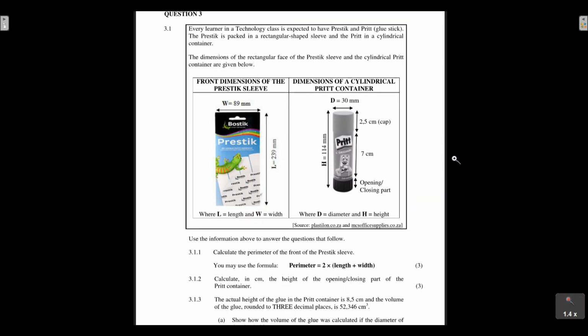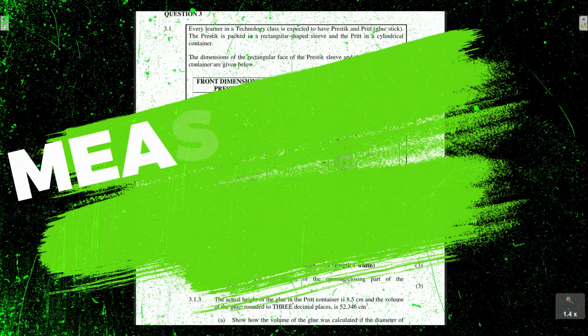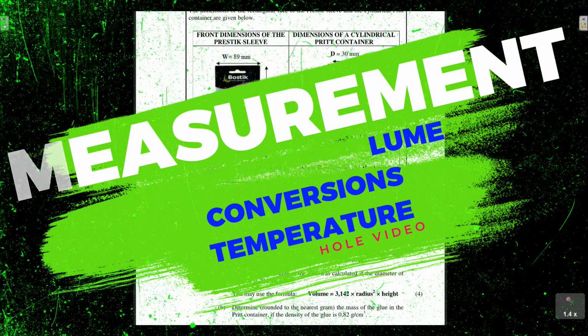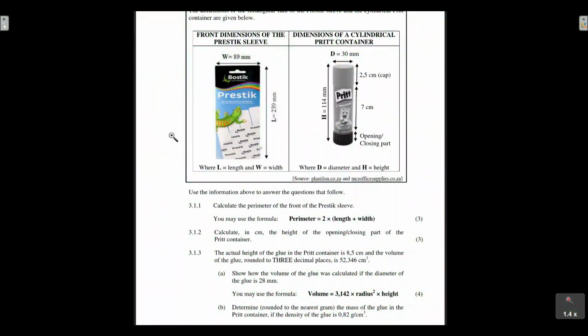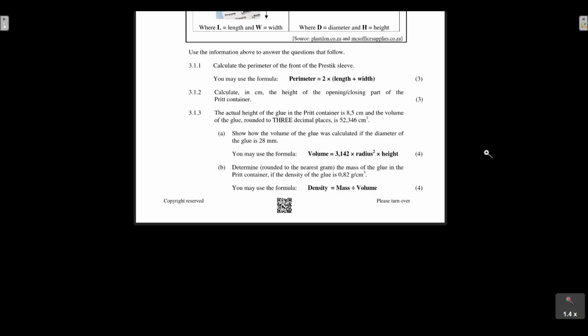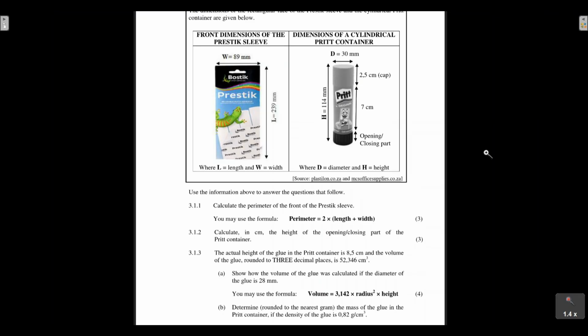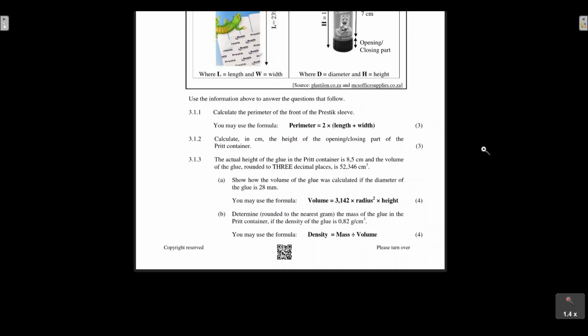In question 3.1, we're going to be dealing with our measurement questions. We're going to be calculating the perimeter of the front of the press stick sleeve. We're also going to be calculating the volume, doing conversions, and calculating density in the last question. We'll be converting millimeters to centimeters, calculating volume, and calculating density.